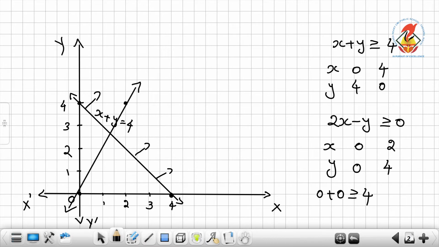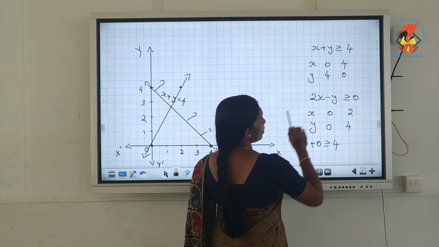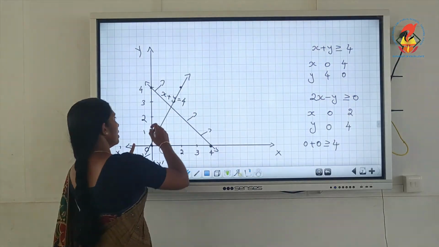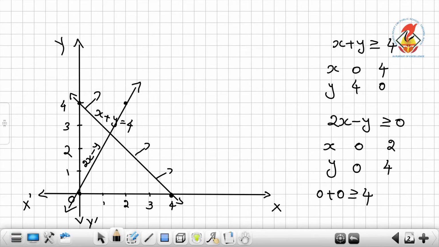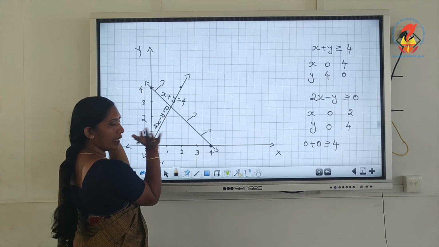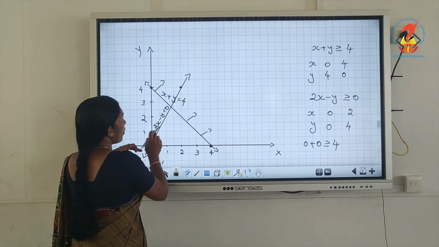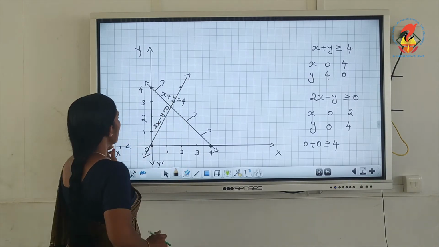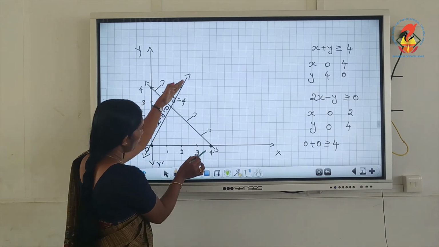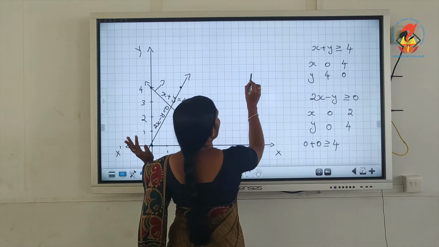Now the second line, 2x minus y greater than or equal to 0. This line passes through the origin. This is the line 2x minus y equal to 0. So we can't substitute the origin. Take any other point that is not on this line. So I can take 4, 0. 4, 0 is in the lower half plane of this line.